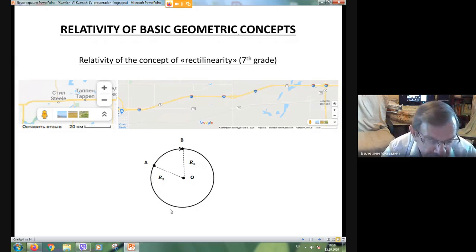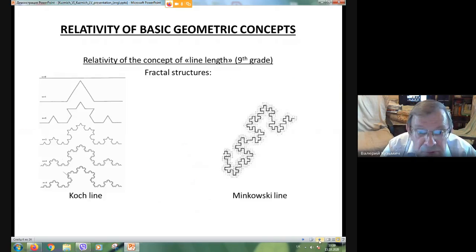Інша ілюстрація. Рухаючись, як ми вважаємо, прямолінійно по поверхні Землі, ось від точки А до точки Б, ми все ж таки рухаємося по колу великого радіуса Землі. Це наглядно видно на цьому зображенні. Довжина лінії. Можна розглядати навіть у старших класах це поняття, зокрема, її можна проілюструвати зображенням фрактальних структур.